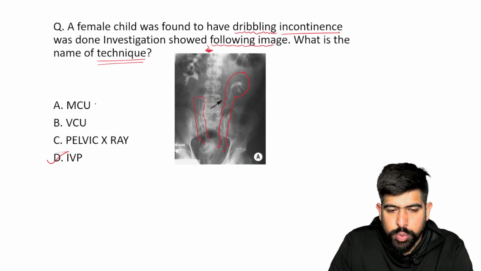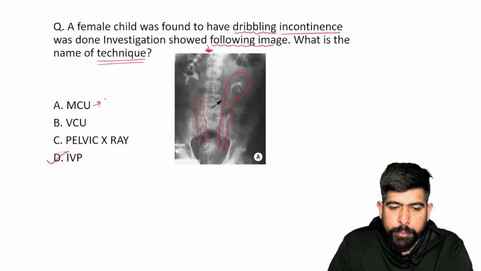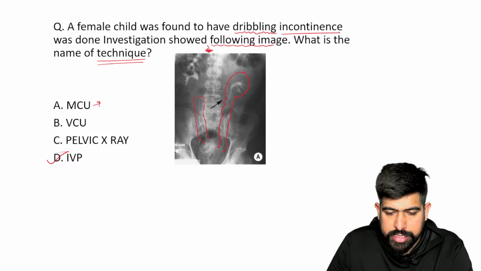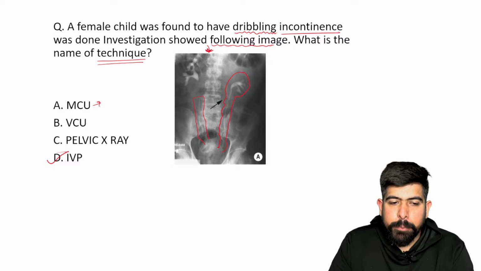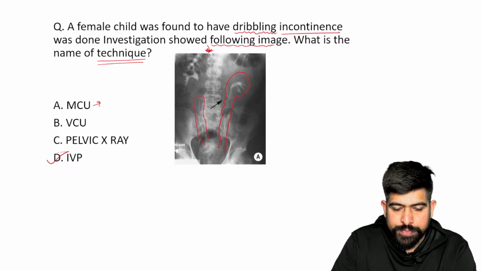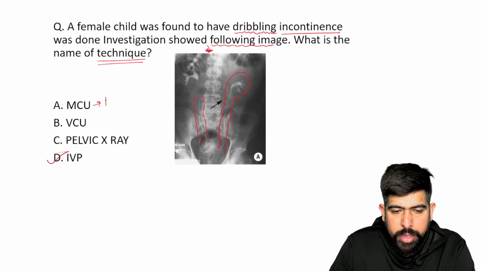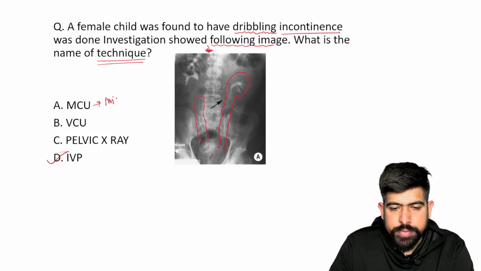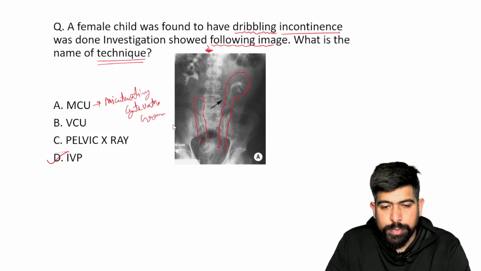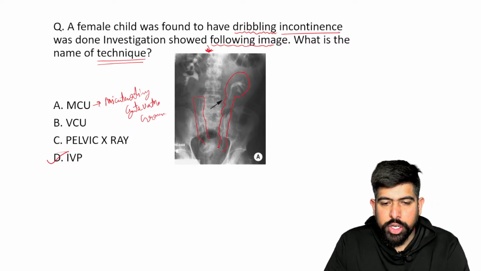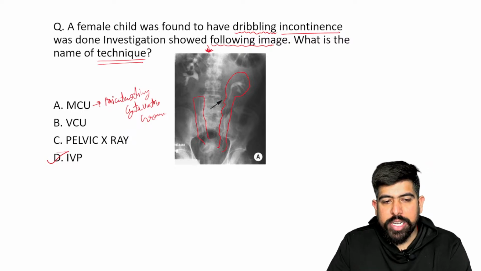You are asking about this MCU. This is your micturating cystourethrogram. You are asking about option A, the last question. Write it down here: micturating cystourethrogram. And what is this micturating cystourethrogram, right? Your question is, sir, what is this micturating cystourethrogram?